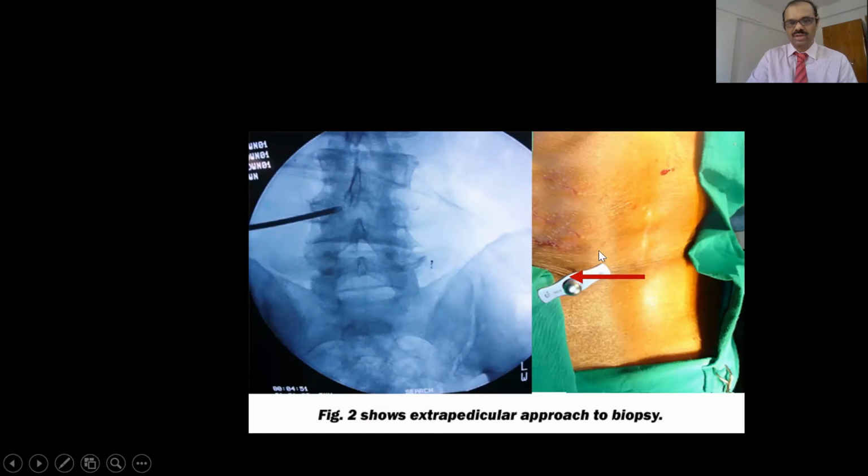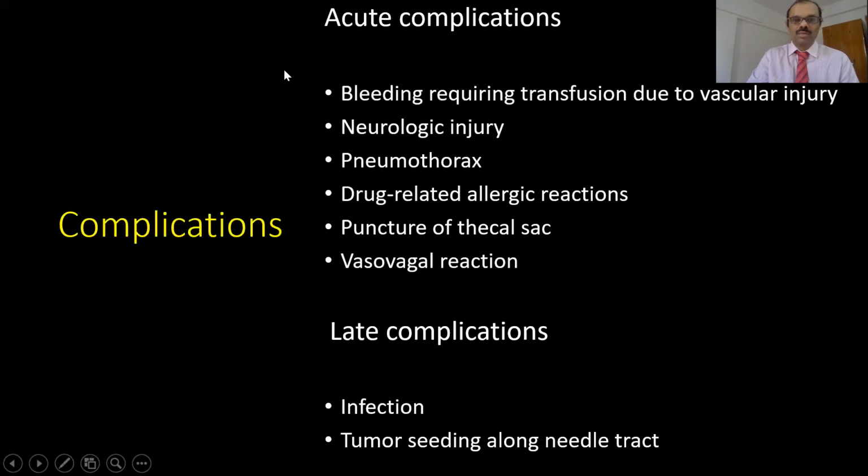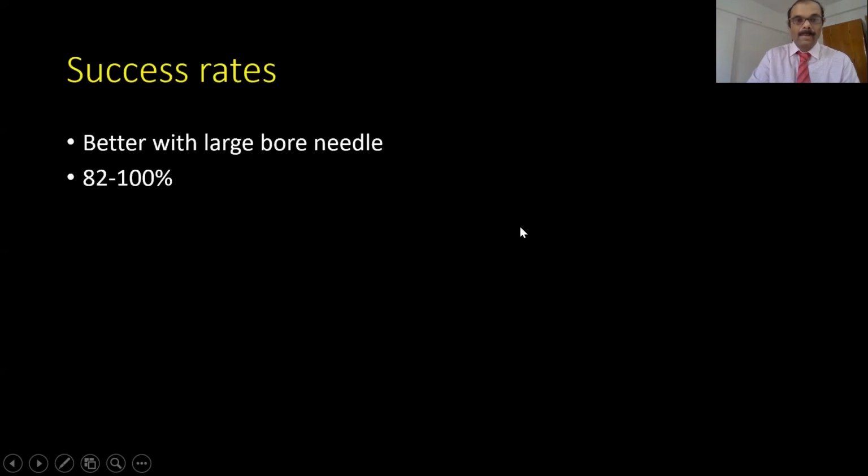So this is a case where you can see that the entry is far lateral compared to the transpedicular approach, and the needle is coming at an angle so that we can reach almost to the midline. The complications are that there can be bleeding, neurological injury, visceral injuries like pneumothorax, then allergic reactions and vasovagal reactions.